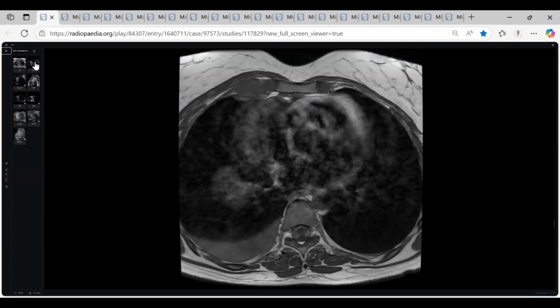What next sequence do you want? This sequence is T1. What other sequence do you want to see? I would like to see the T2 and also the post-contrast study.